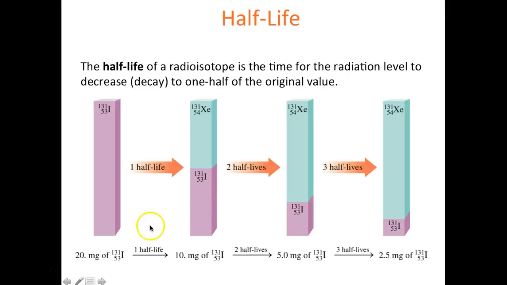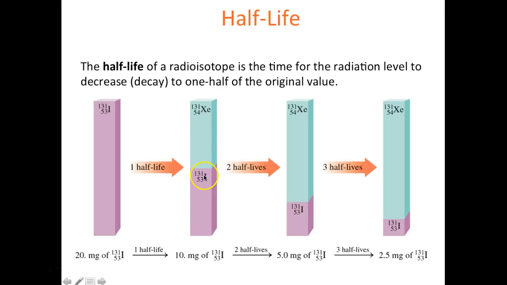Now iodine-131 undergoes beta decay, and so it gets converted into xenon-131. In beta decay, the new element is one place to the right of the original element. That's why it's xenon.